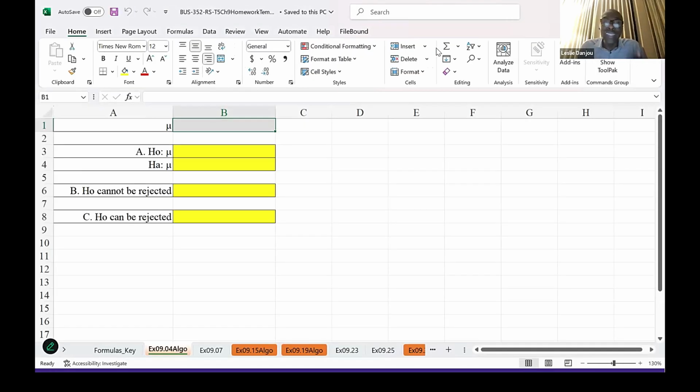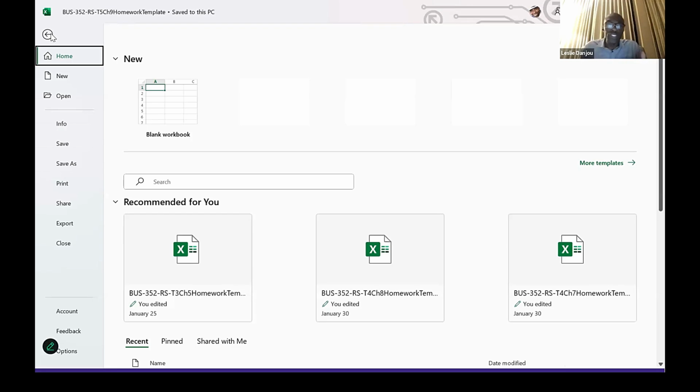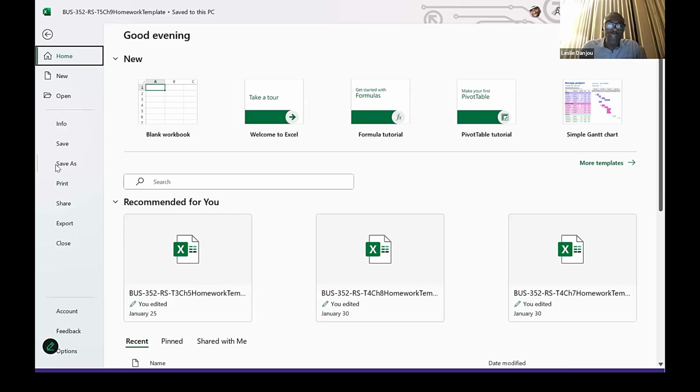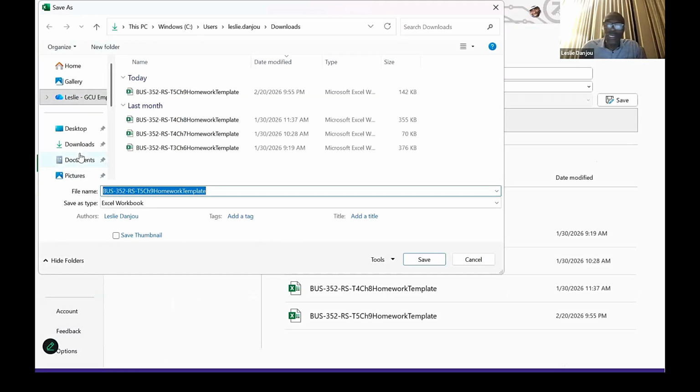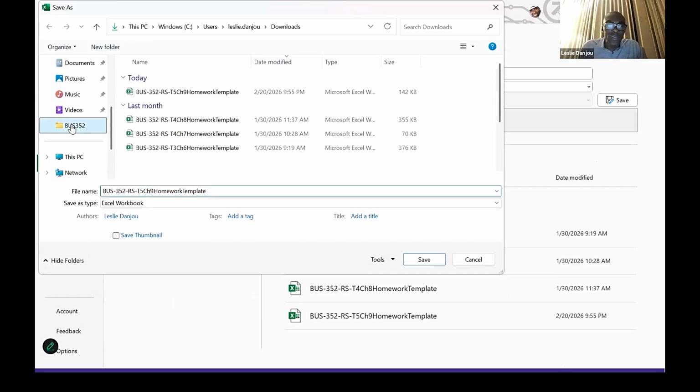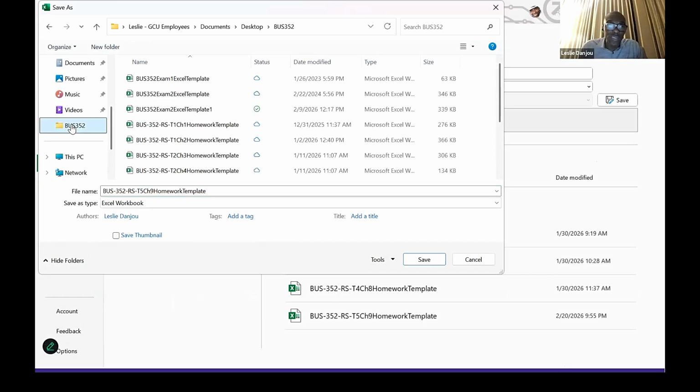And please save your Excel to your desktop or wherever you have your BUS352 folder. File, save as. I'm going to browse and put this somewhere on your desktop, out of your downloads or your documents folder. On my desktop, I have this folder right here created just for BUS352 so that everything is organized.